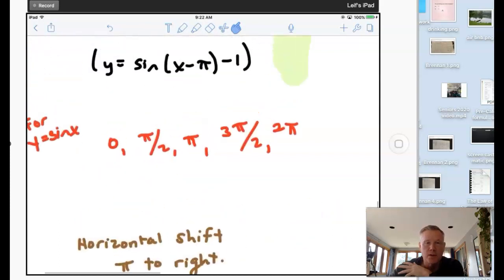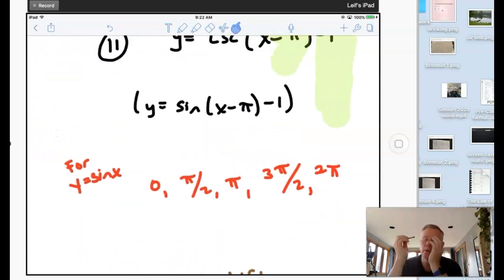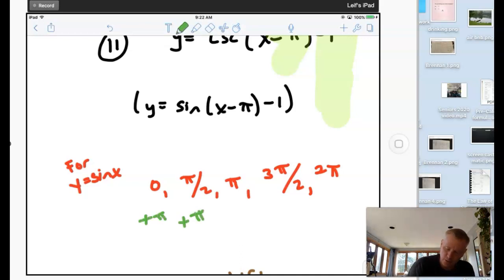Okay, so we got the 2 shifts, and I'm going to talk about the horizontal shift to the right first. Now usually, suppose for a minute, forget the -1 at the end. If I had just y equals the sine of x, these would be the critical points, right? The important ones where it'd start at 0, go up to pi over 2, back down to the x-axis at pi, down to the bottom of the curve at 3 pi over 2, and back up at 2 pi. So if I shift all of those points to the right pi units, I'm going to add pi to all of these different points, okay?